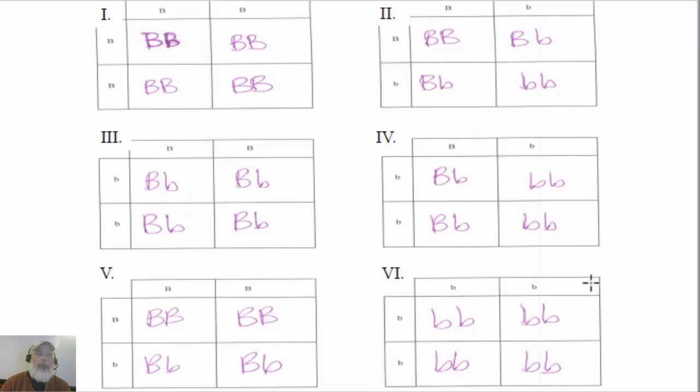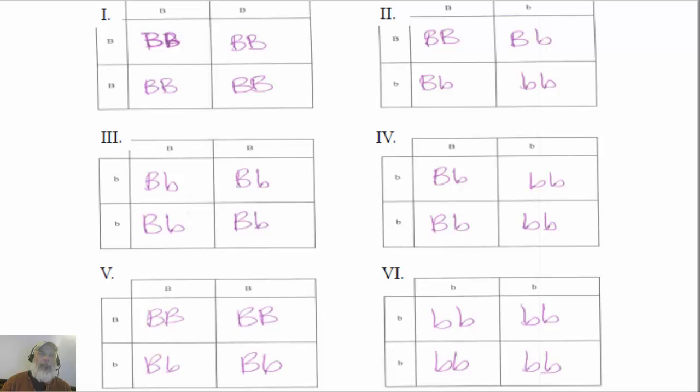Let's take a look at cross number 1. Cross number 1, what is the percentage of offspring that should be purple? All of them should be purple, 100%. For cross number 2, what is the percentage of offspring that should be purple? Take a look at cross number 2. There should be 75% of them as purple. For cross number 3, what is the percentage of offspring that should be white? White, 0. There are no white offspring in cross number 3.